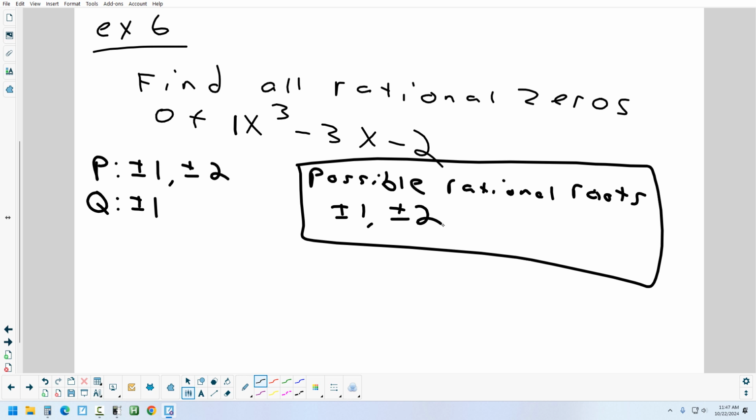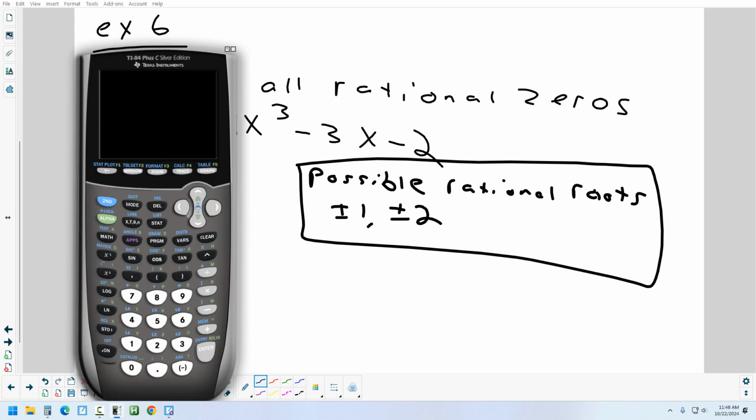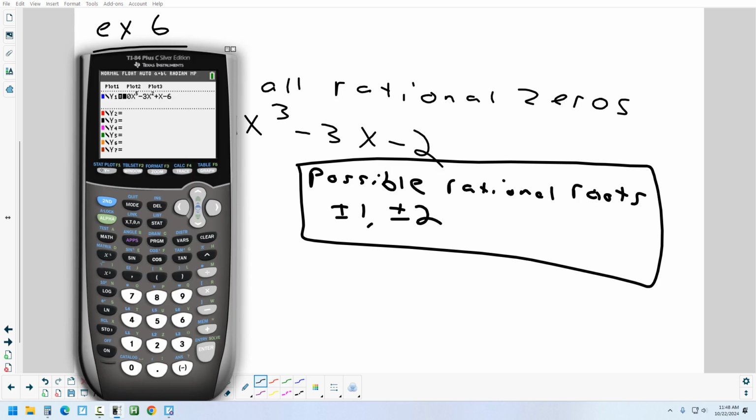So if this graph is going to cross the x-axis at a number that can be written as a fraction, it's either going to be 1, -1, 2, or -2. So I only have 4 choices. But I don't want to do synthetic division 4 times till I find the right one. I just want to graph it and see which one it is. But because I know it's between -2 and +2, I know where to look now.